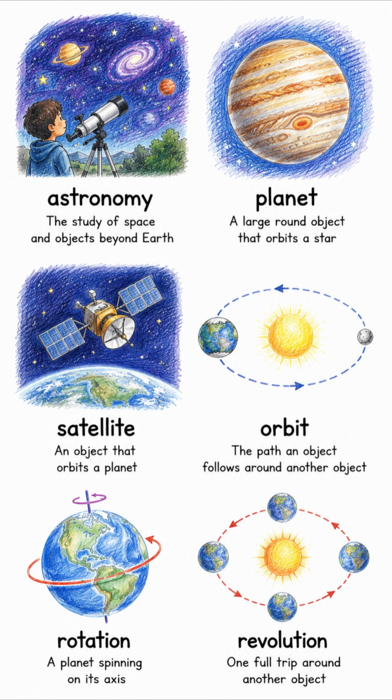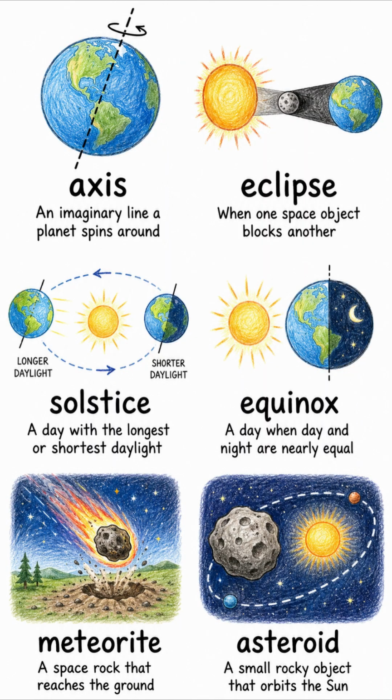Revolution. One full trip around another object. Axis. An imaginary line a planet spins around. Eclipse. When one space object blocks another. Solstice. A day with the longest or shortest daylight. Equinox. A day when day and night are nearly equal.